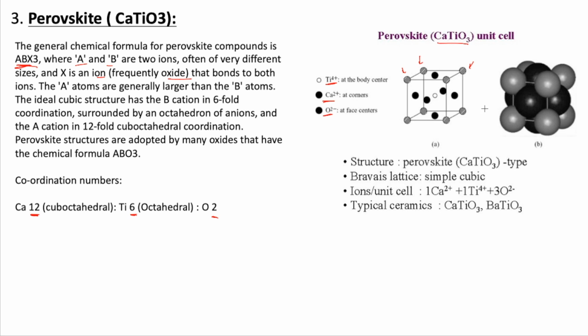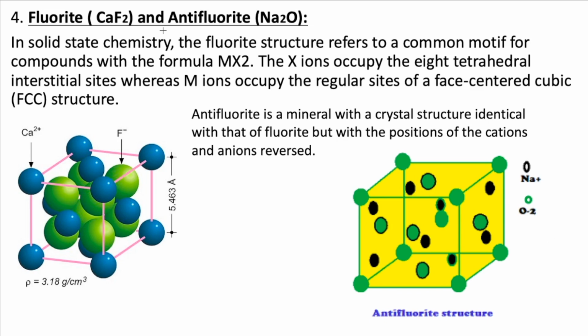The Bravais lattice which they follow is simple cubic, and there are different typical ceramics, like CaTiO3 or BaTiO3. They are different structures of them. Instead of calcium, barium can also come. There are two more important structures. These are fluorite and antifluorite.